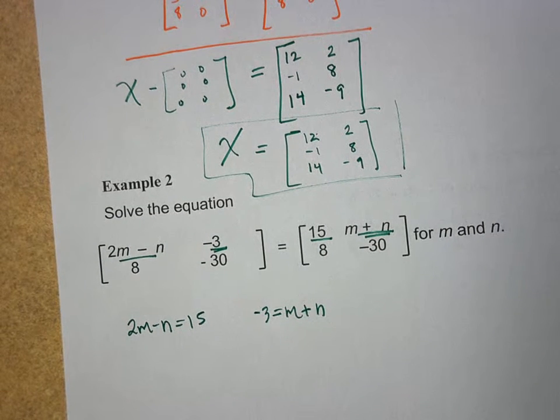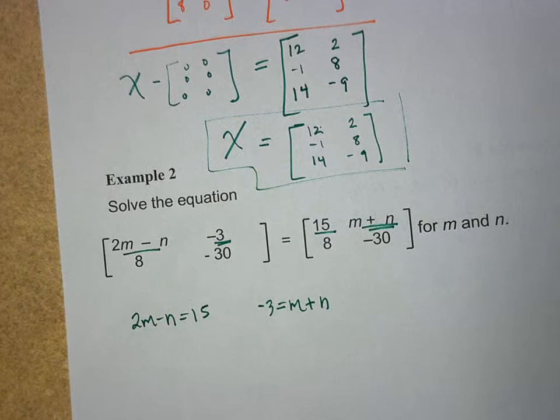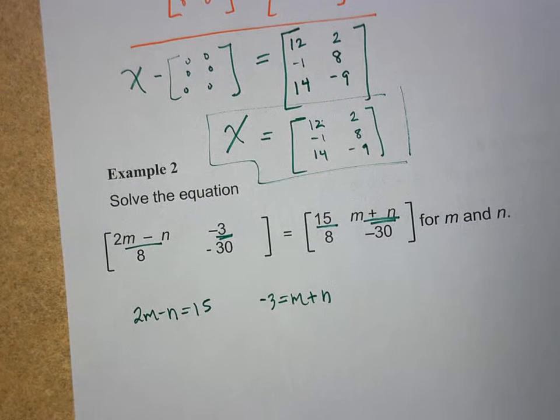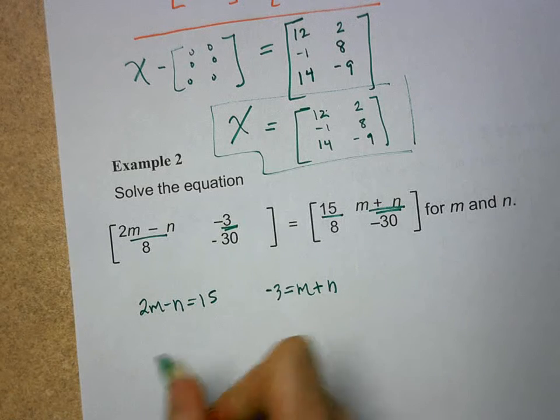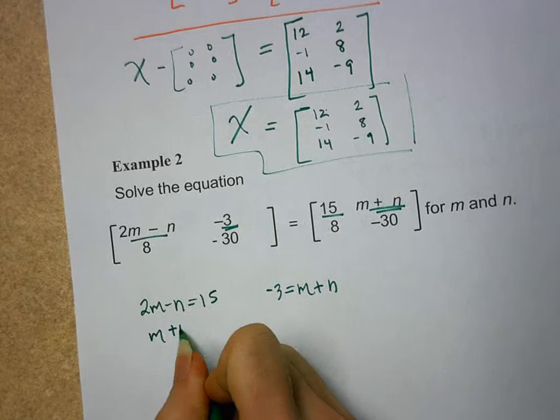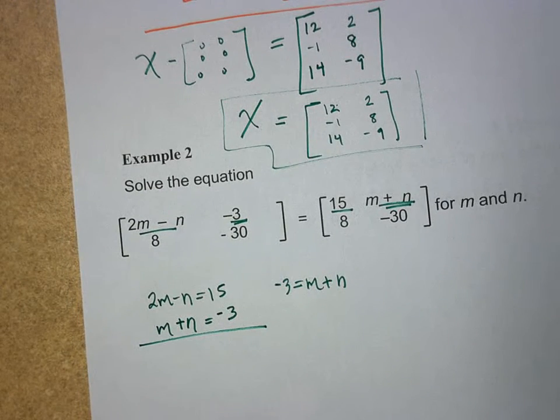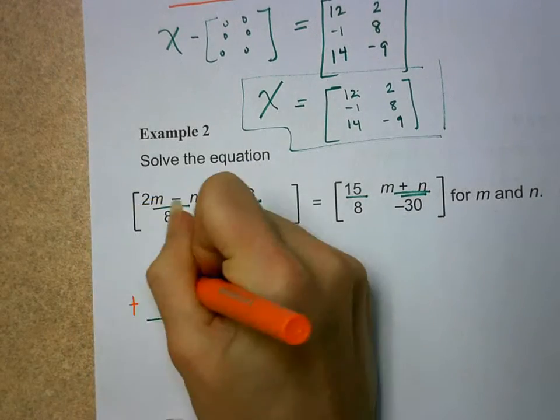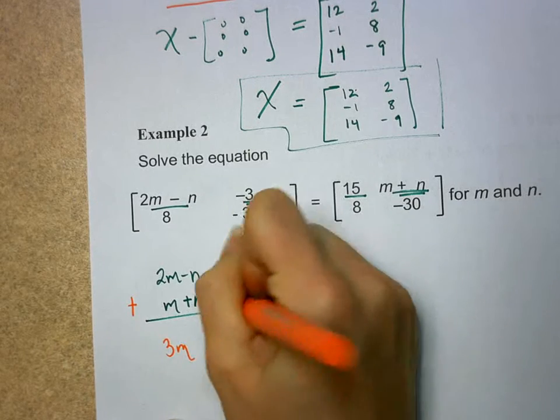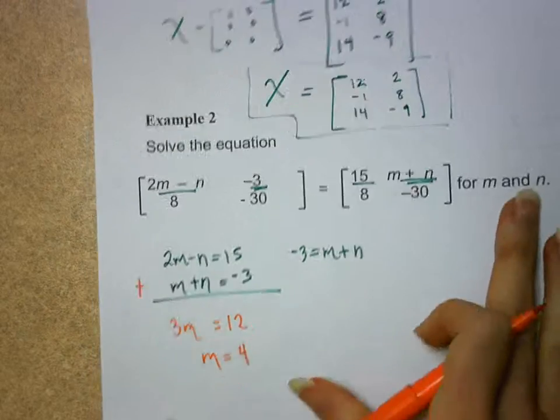Okay, how does this look similar to the last chapter? Well, we have two variables, so what could I do to solve? You can either line these up and use elimination. Many people prefer that, so I'll go ahead and line this up as m plus n equals negative 3. And then I can add and eliminate to solve. 2m plus m is 3m. Negative n plus n is 0. 15 plus negative 3 is 12. So m is equal to 4.